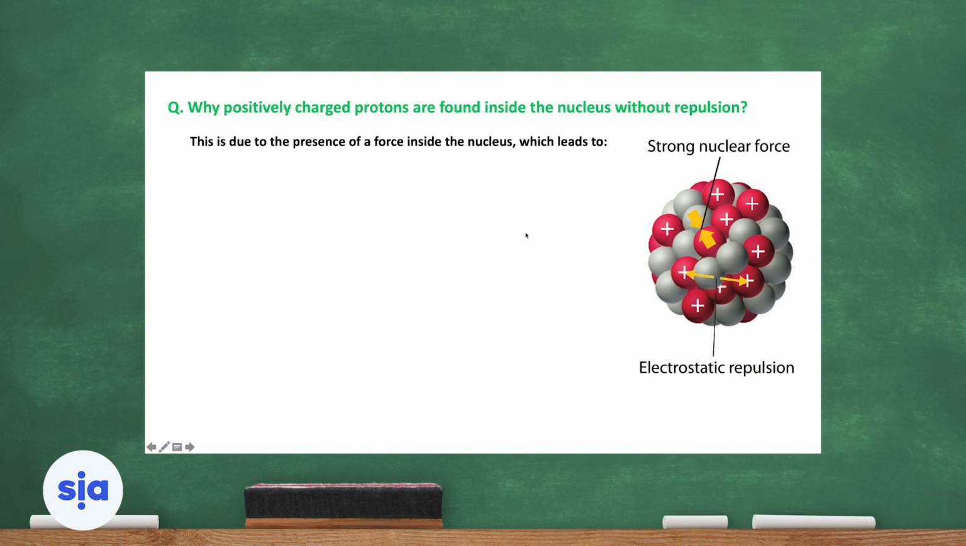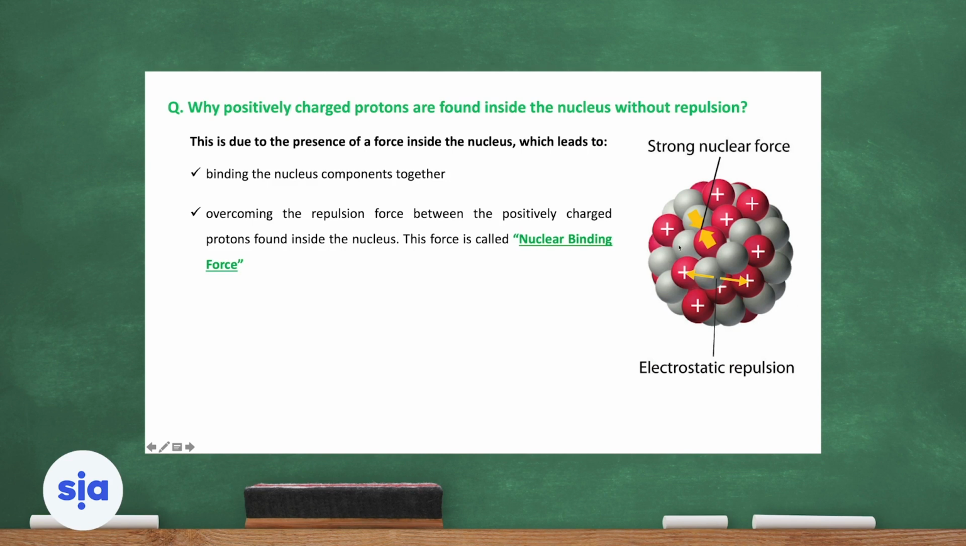This is due to the presence of a force inside the nucleus which leads to binding. This force will bind the nucleus components together and it will overcome the repulsion force between the positively charged protons. This force is called the nuclear binding force. This force is the source that gives the atom its tremendous power, known as nuclear energy.